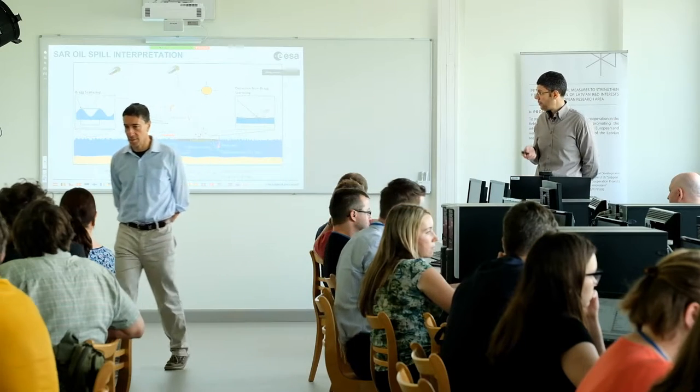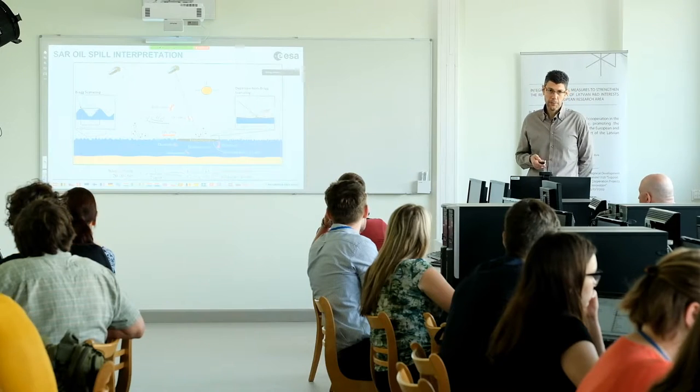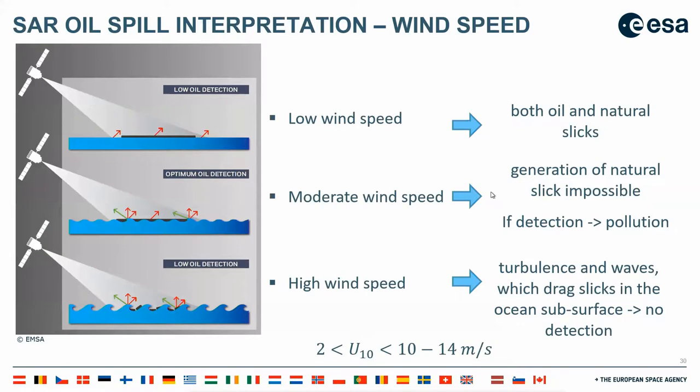What I was telling you about here is the physics behind the observation of oil spill with SAR. So we have the oil that is smoothing the ocean surface, which means you receive no backscatter, or you receive less backscatter. Over the ocean surface, you have the so-called Bragg scattering. And on oil, you have a departure from Bragg scattering.